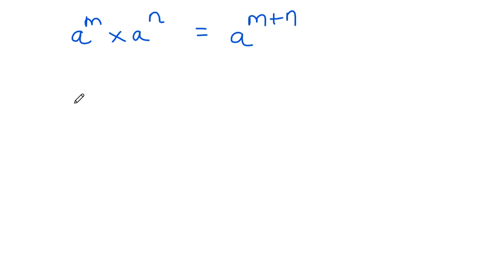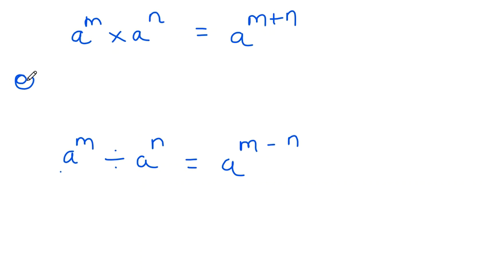If it is a raised to m divided by a raised to n, now the base is a and the powers are m and n. So in this case, your powers will get subtracted. This is only possible when your bases are same. What is the base in this case? A. And here the base is a.